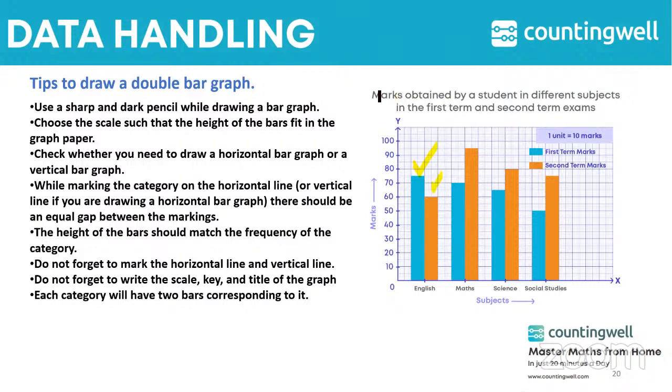First is marks obtained in different subjects in first term, shown by blue color bar, and marks obtained by the student in different subjects in second term, shown by orange color. Again, you have to use a sharp and dark pencil while drawing the bar graph, and you should choose a scale such that height of the bar fits the graph paper.